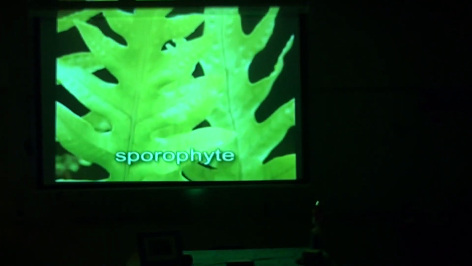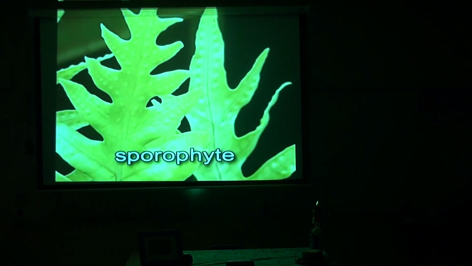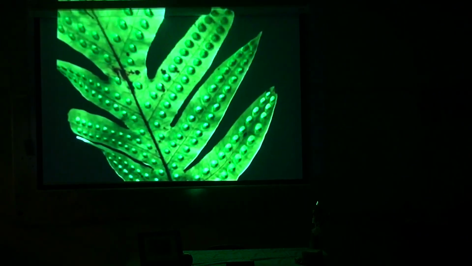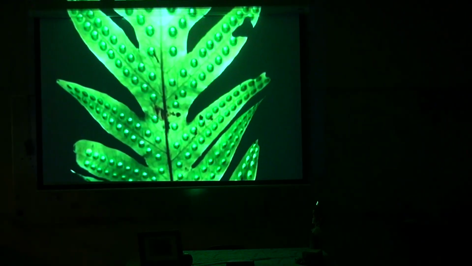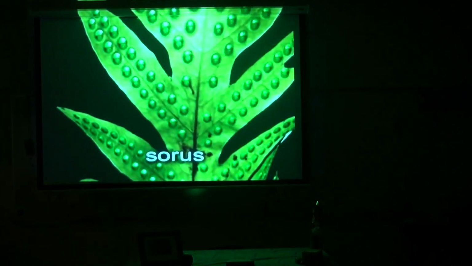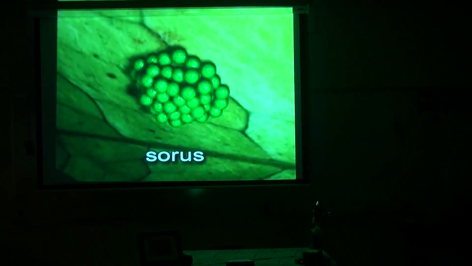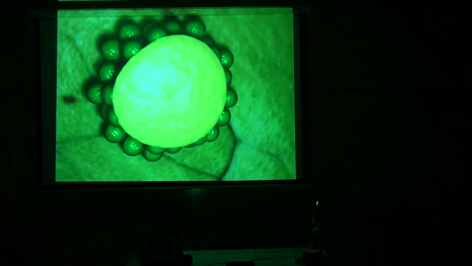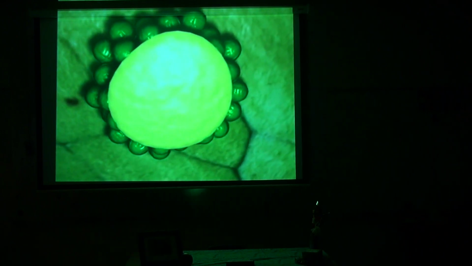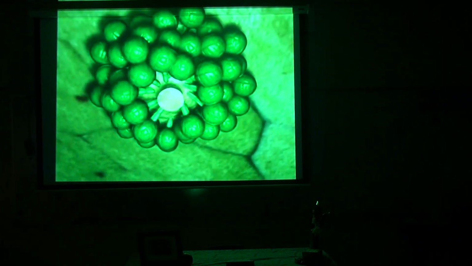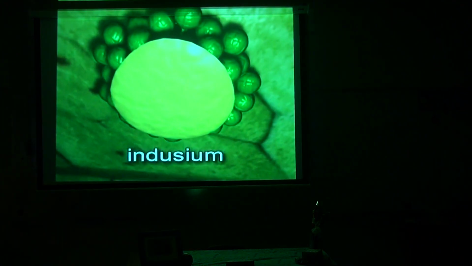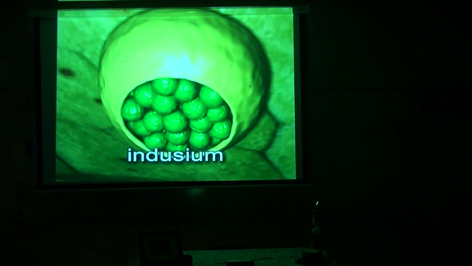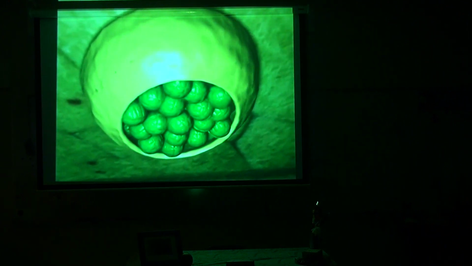The familiar fern is known as a sporophyte. If a fern frond is turned over, small circular areas may be seen. Each of these areas is called a sorus. In some ferns, the sorus is unprotected. In many others, it is covered by a cap, supported by a central stalk. This protective covering is called an indusium. In some ferns, this covering is cup-shaped.